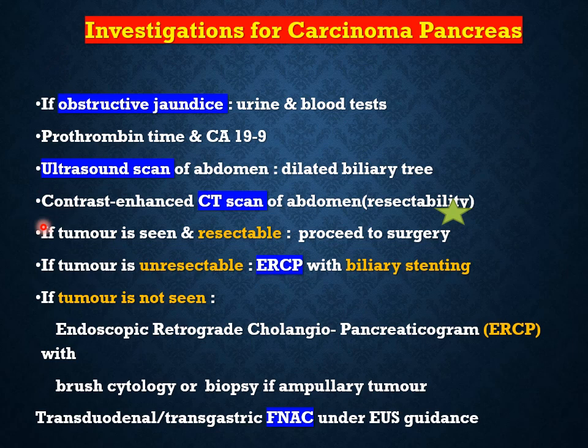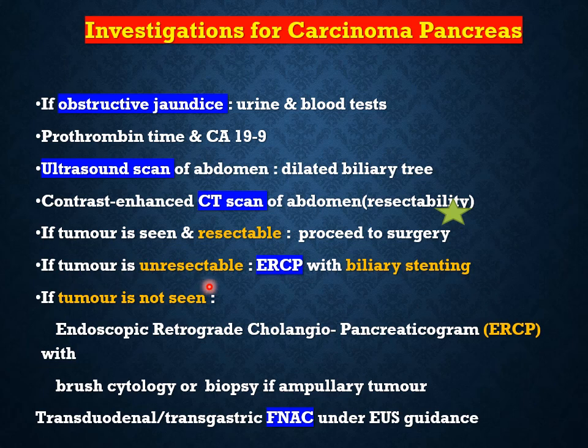Contrast enhanced CT scan, CECT, is the best method of investigation to detect carcinoma of the pancreas, head as well as body and tail. It can also be used to stage the disease and decide on the resectability of the tumor. If the tumor is seen on CT scan and is resectable, then you proceed to surgery without undertaking further invasive investigations.